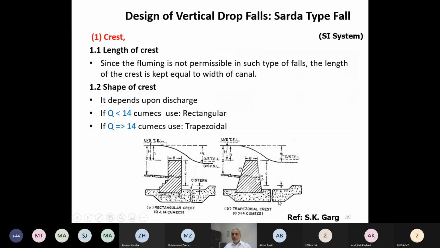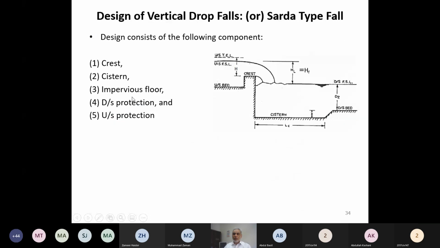This concrete floor we need to provide. We need to decide its length and its thickness. Two things: we need to decide how much will be the length on the downstream side and how much the length on the upstream side. So this is the concrete, impervious floor we have to decide.